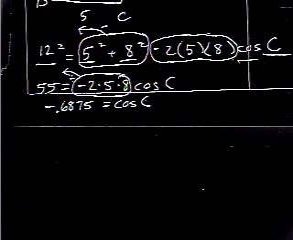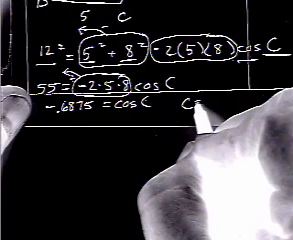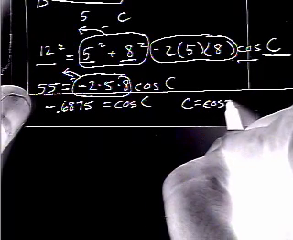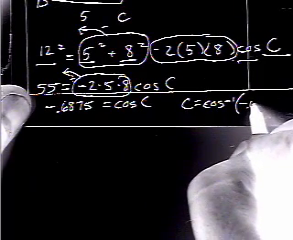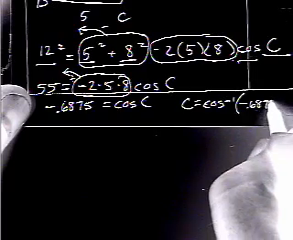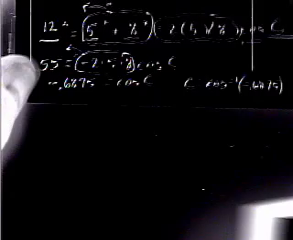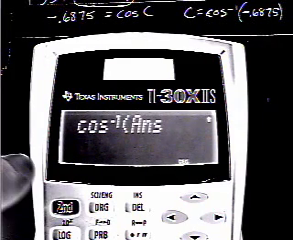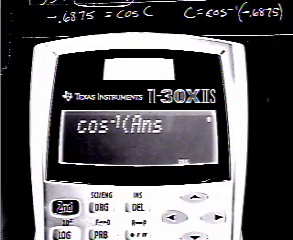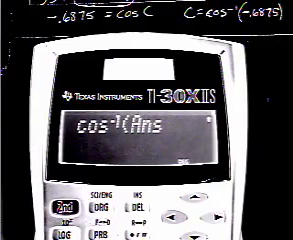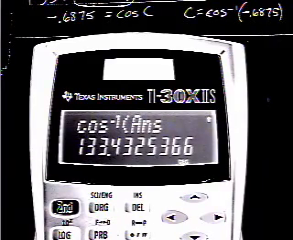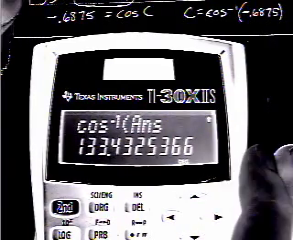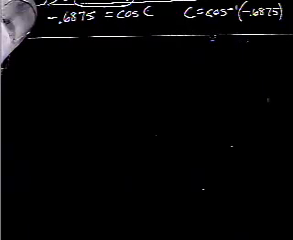There's only one thing left to do. In order to get C by itself, I have to invert the cosine. So if I invert the cosine of negative 0.6875, I'm going to have my answer. Since I already had that number in my calculator, I'm just going to use the answer feature. So C is a 133.4 degree angle.